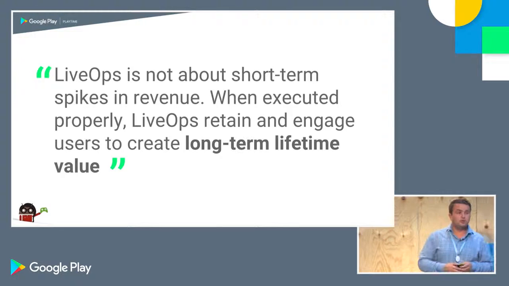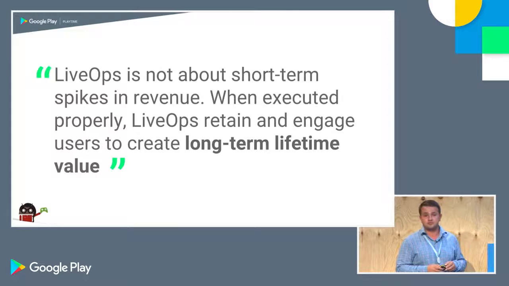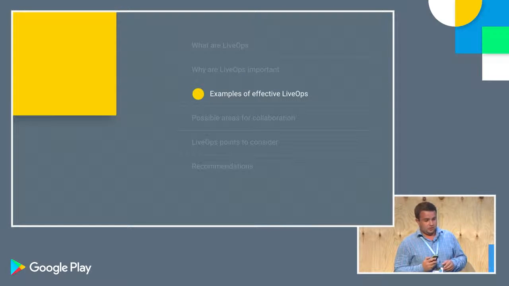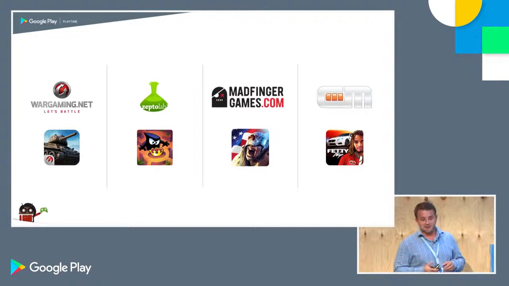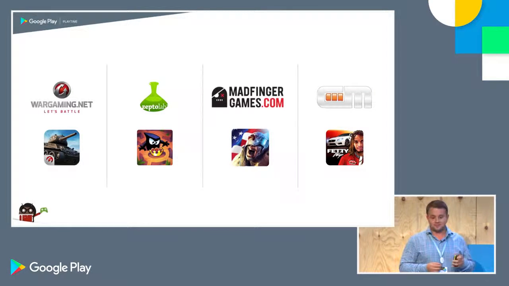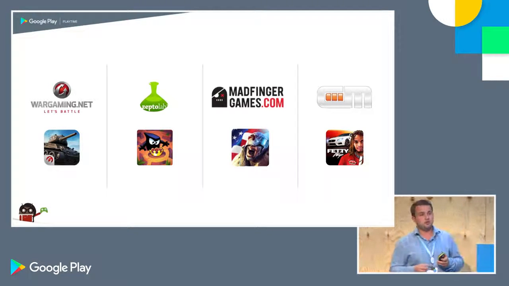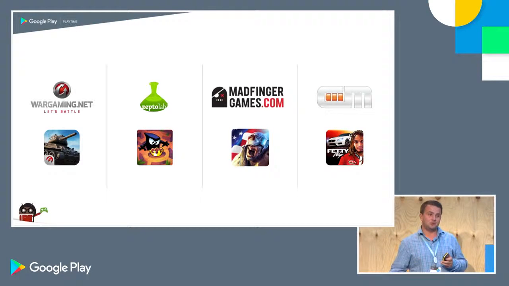So now I will be going through some examples that were shared with us by our partners. Here we're featuring Wargaming, a studio from Belarus, Zeptolab, UK, Madfinger Games from Czech Republic, and Creative Mobile. So Stefan Ruhle from Creative Mobile will be talking about the initiative on his own. So, first example, Wargaming.